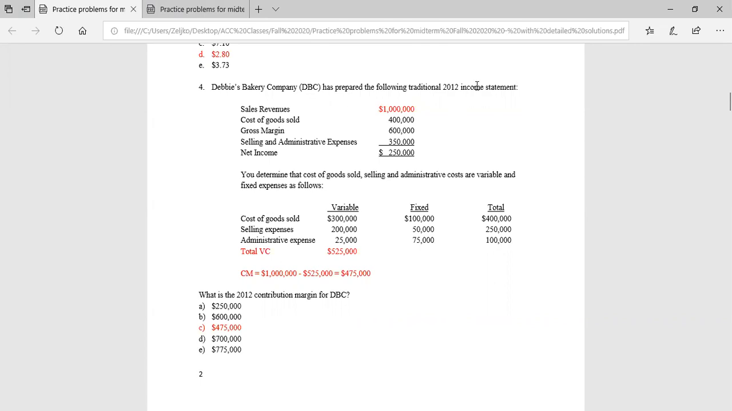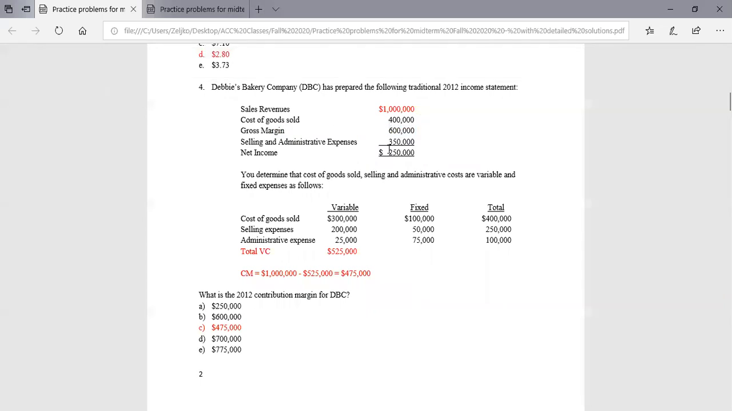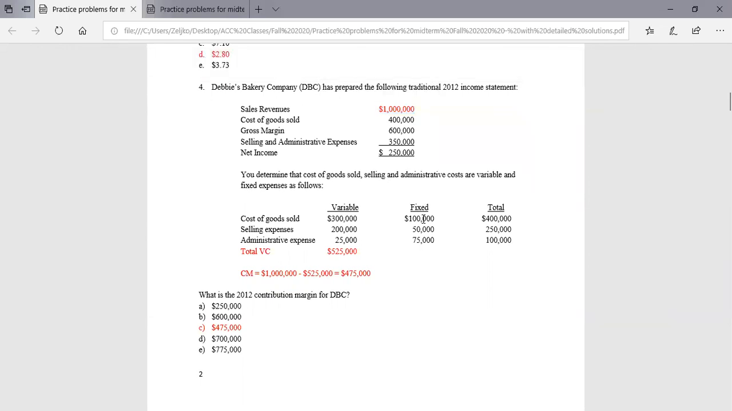Because here you see this traditional income statement, meaning it gives you gross margin. Now if you spend too much time thinking about this, you're just wasting time. You'll figure out the answer eventually. But what are you looking for if you're looking for contribution margin? Well, you just need revenue and variable expenses. The revenue is here, $1 million. That's it. Revenue is always revenue.